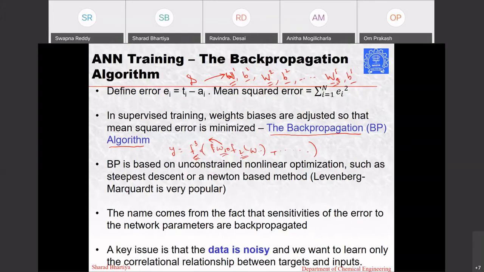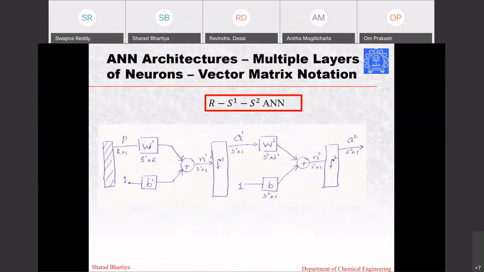So there is a lot of non-linearity in this, and so it becomes a non-linear regression. Okay, and how do you solve non-linear regression problems? You can use some simple method like steepest descent or some Newton based method. So the backpropagation algorithm is actually using a nonlinear optimization to find these different weights and biases, but in a very elegant way.